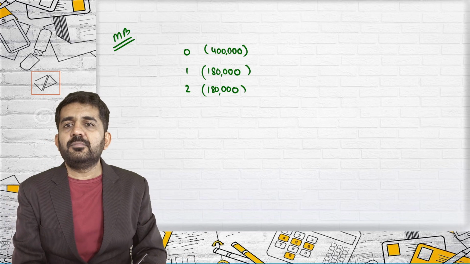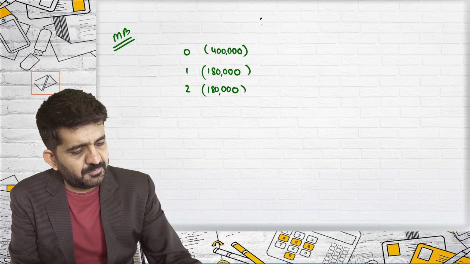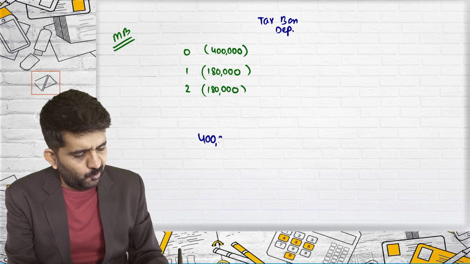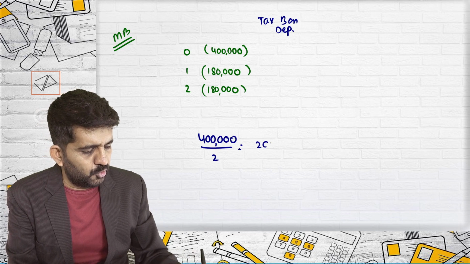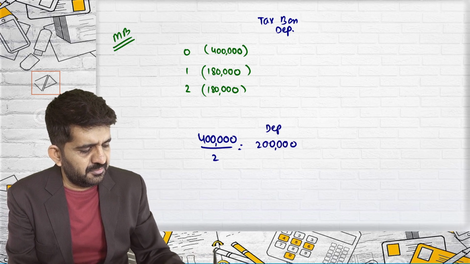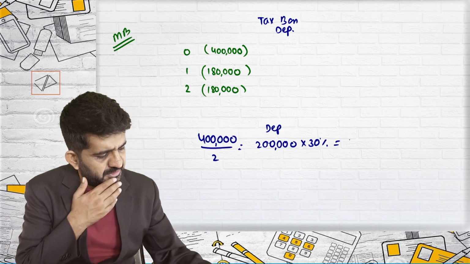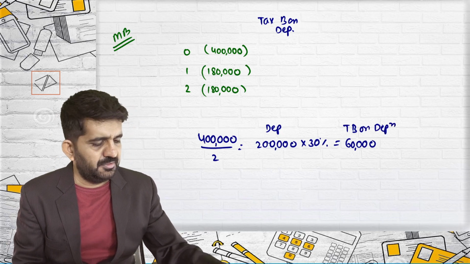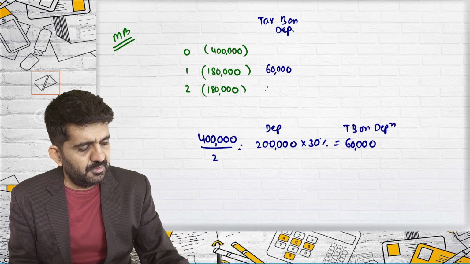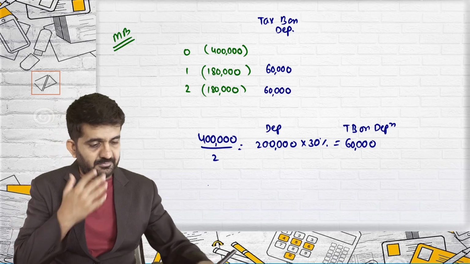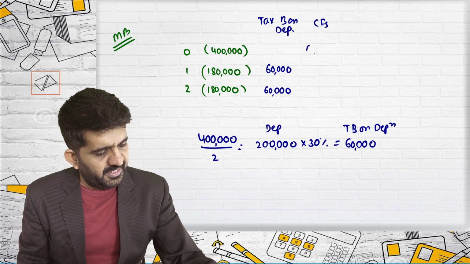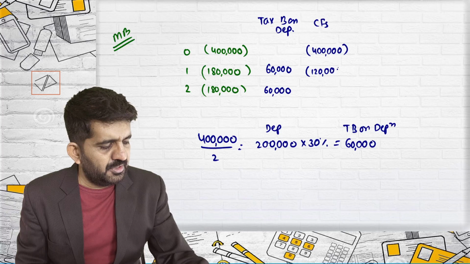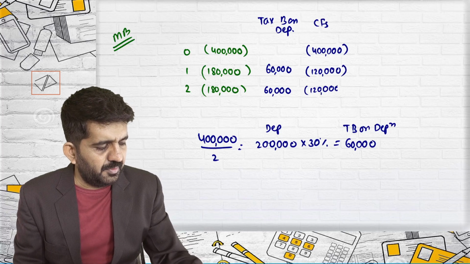All are cash outflow. There is a tax, so there will be tax benefit on depreciation. What will be depreciation? 4 lakh divided by 2. So 2 lakhs will be depreciation multiplied by 30%, which is 60,000 will be tax benefit on depreciation. 60,000 positive, 60,000 positive. Net cash flows will be negative 4 lakhs, negative 1,20,000, negative 1,20,000.